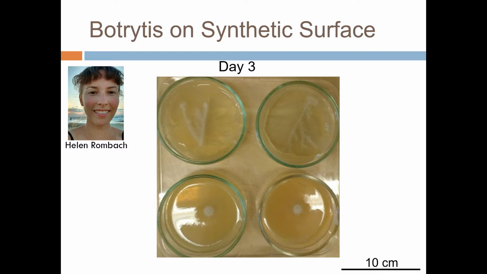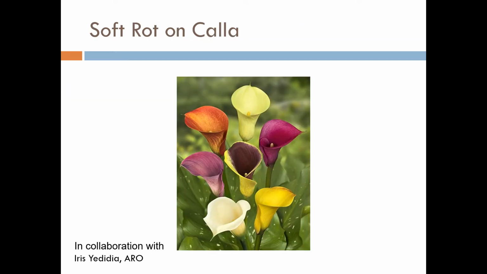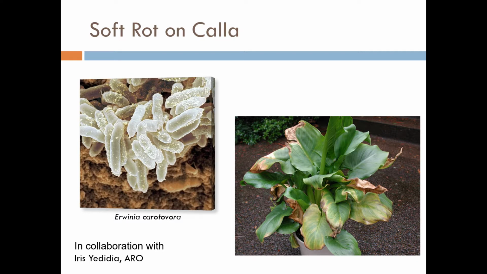Another example I want to give to you is from Calla Lilies. This is done in collaboration with Iris from my institute. So Calla Lilies are beautiful flowers. They're colorful. They have white and other colors. But they also suffer from diseases such as soft rot caused by this bacteria. And what Iris saw was that the white lily is actually more resistant to that bacteria than the colored lily. And when she looked at the structure of the leaf, she saw that the white lily leaf is smoother than the colored lily leaf. So this is how the leaf of the lilies look like.